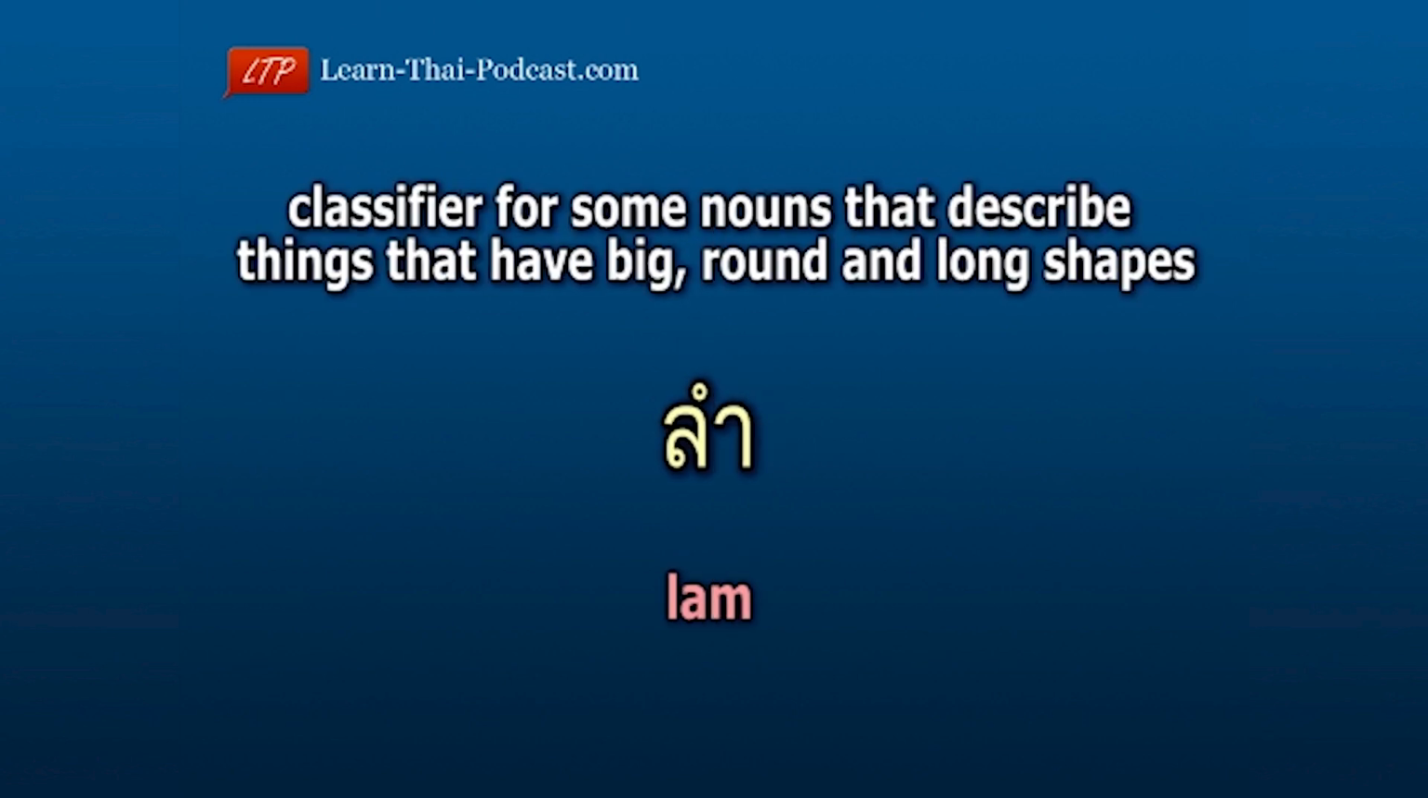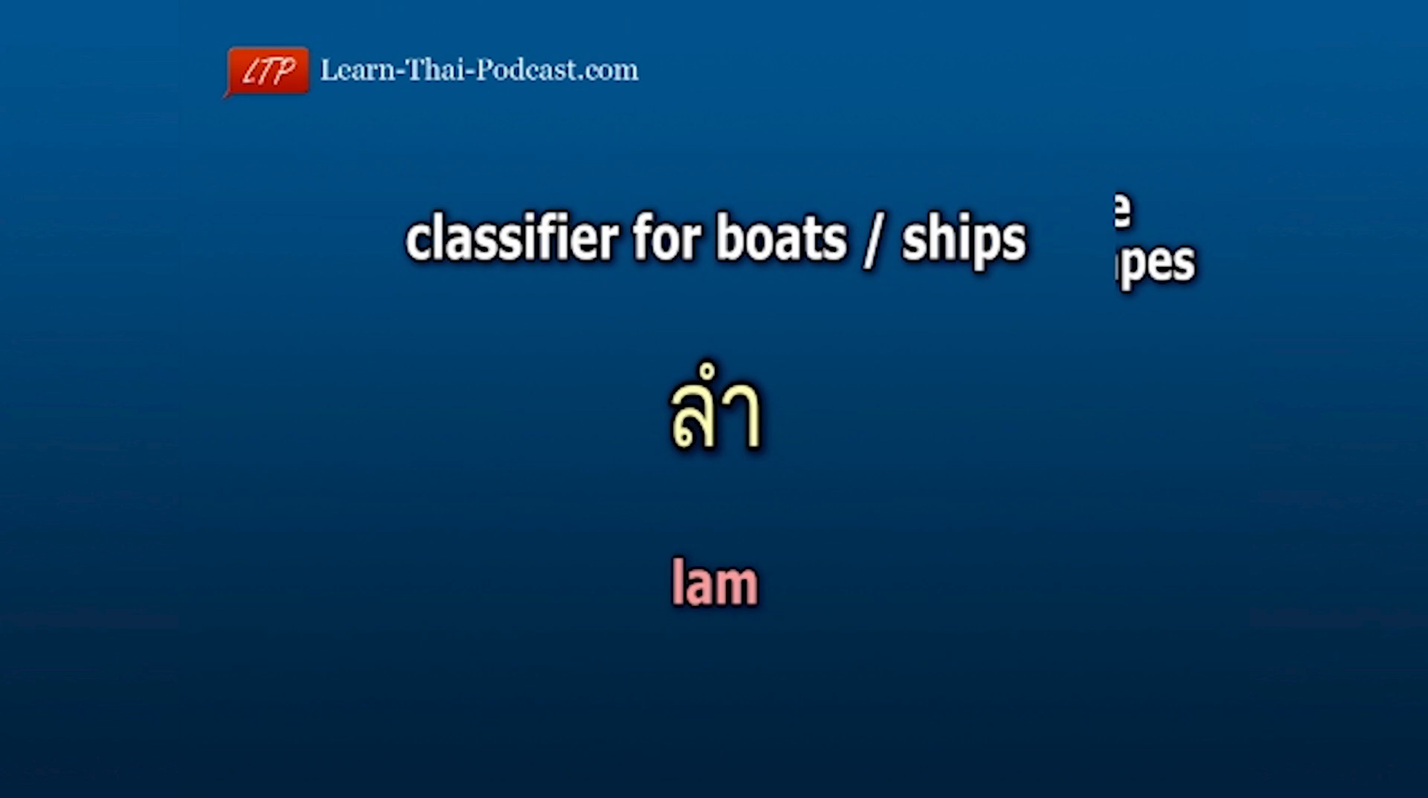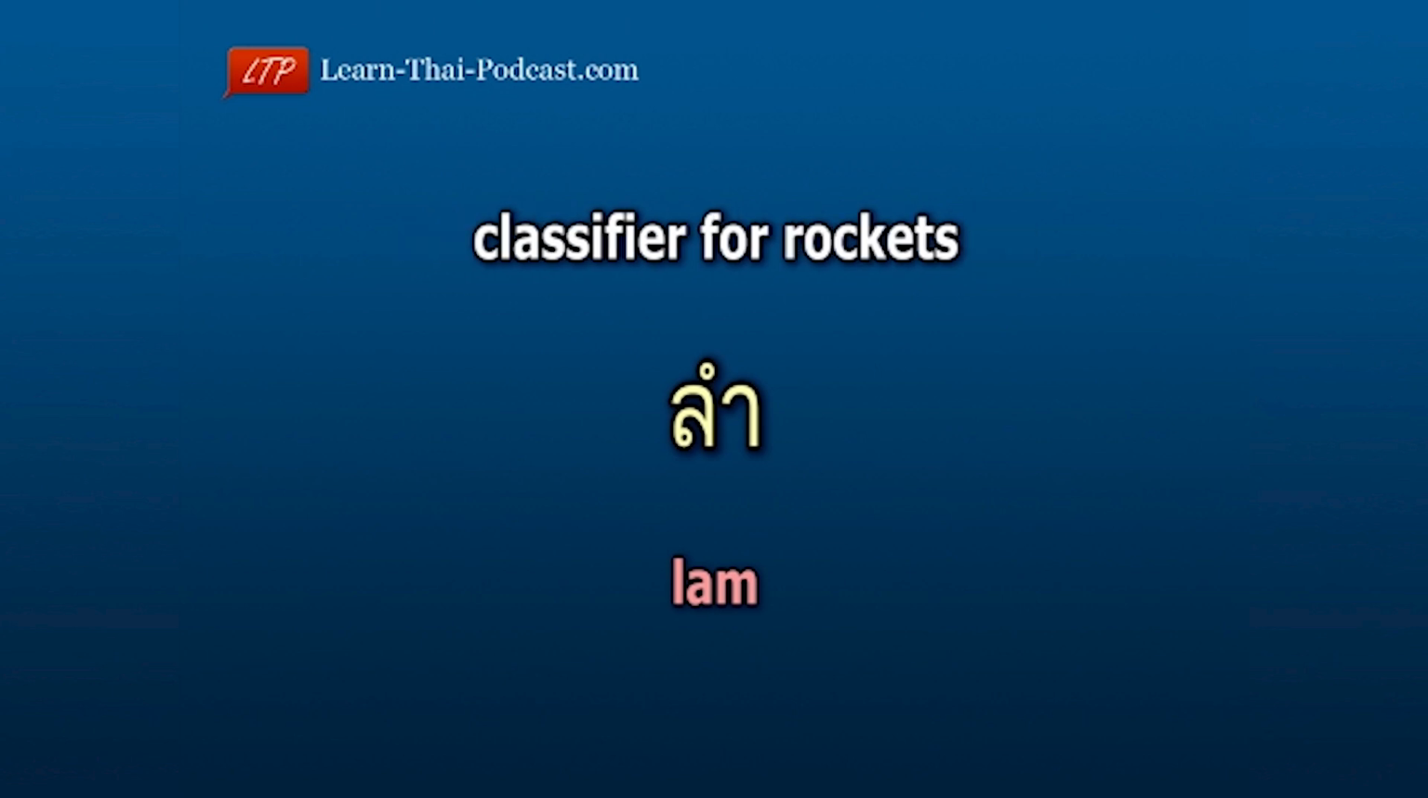Some nouns that describe things that have big round and long shapes use the word ลำ as their classifier. For example, classifier for boats or ships, ลำ. Classifier for rockets, ลำ. Classifier for planes, ลำ. Classifier for sugar cans, ลำ. Classifier for bamboos, ลำ.